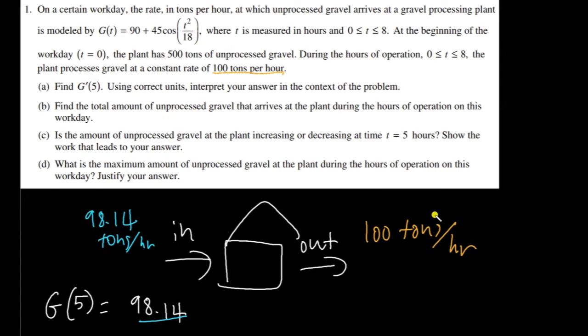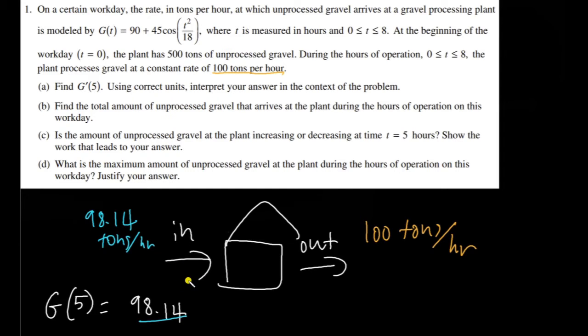per hour. So clearly, the amount that's going out is more than the amount that's going in. So the amount of gravel must be decreasing, right? Because there's more leaving than there's coming in. For your explanation, you'd say something like, the amount of gravel that's going out is more than the amount of gravel that's going in, right? Because 100 is greater than 98.14. So at t equals 5, the amount of unprocessed gravel is decreasing.